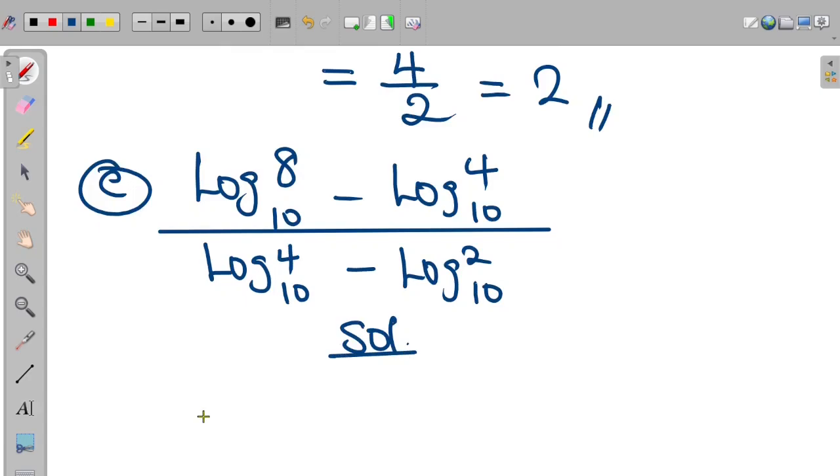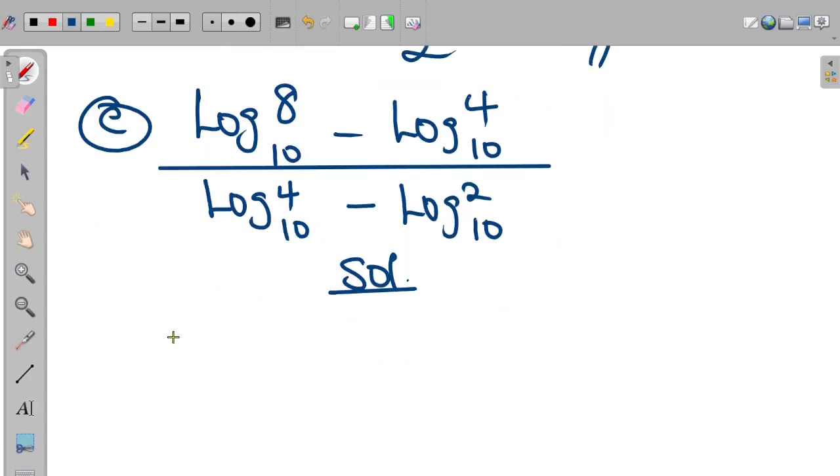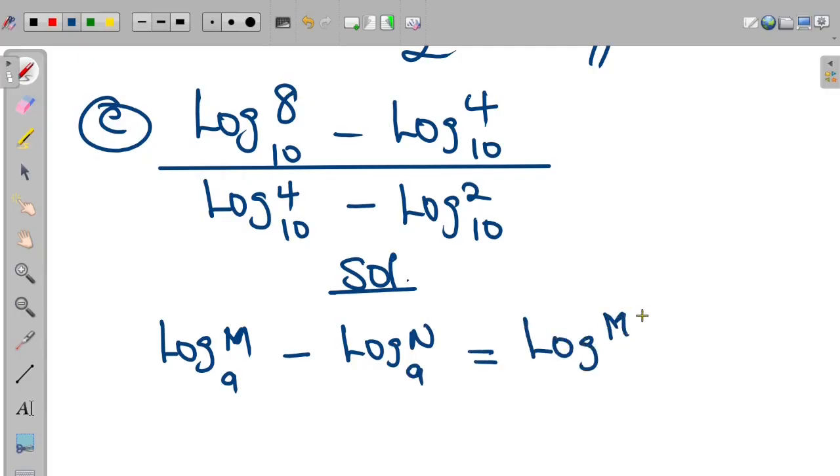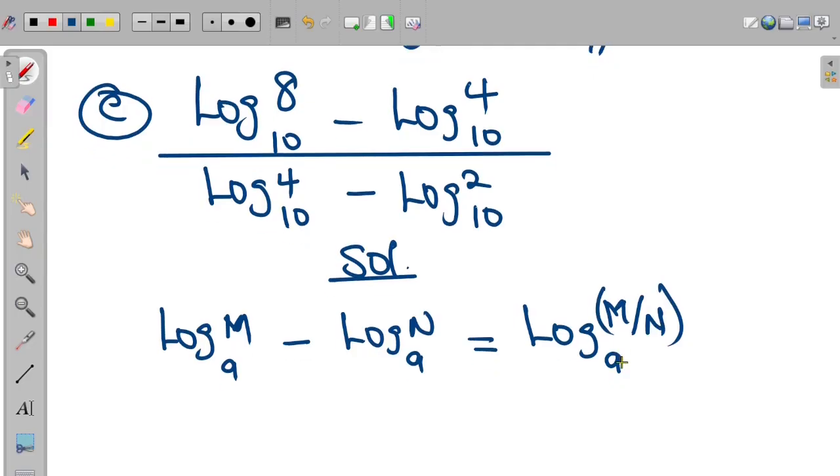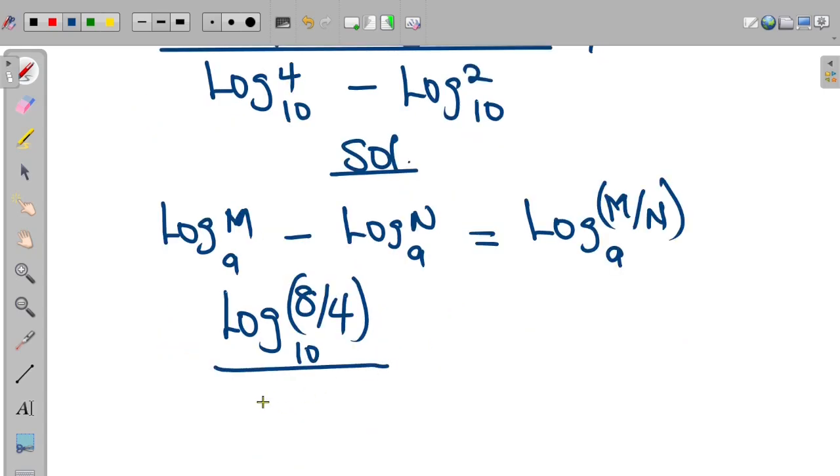Now recall that from our laws of logarithm, from the division law, we have that log m to base a minus log n to base a can be expressed as log m divided by n all to base a. So therefore, we apply this law in both the numerator and the denominator. So therefore, the numerator becomes log of 8 divided by 4, in base 10, divided by log 4 divided by 2 in base 10.